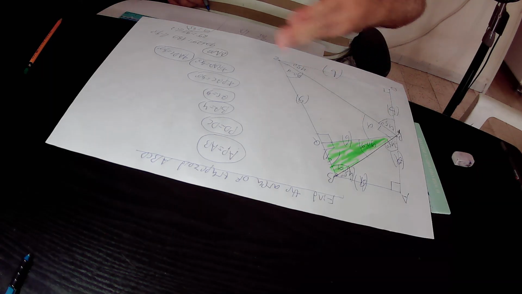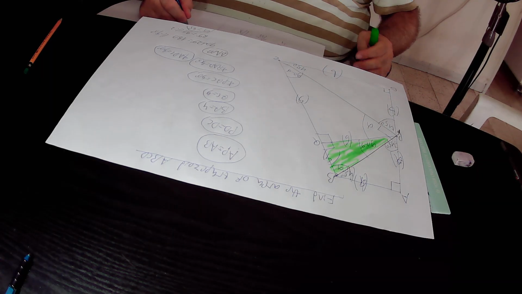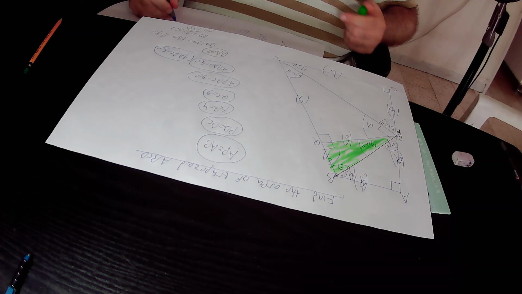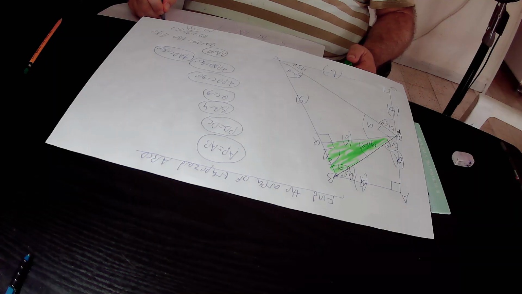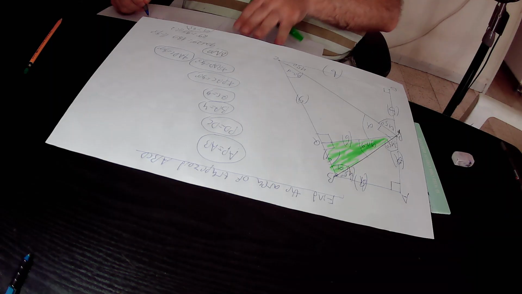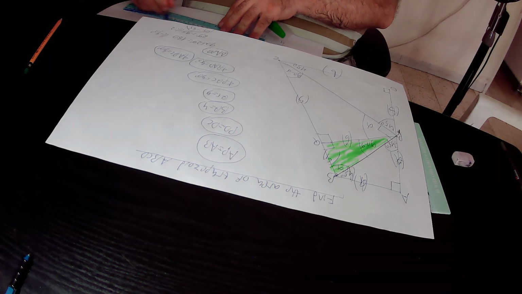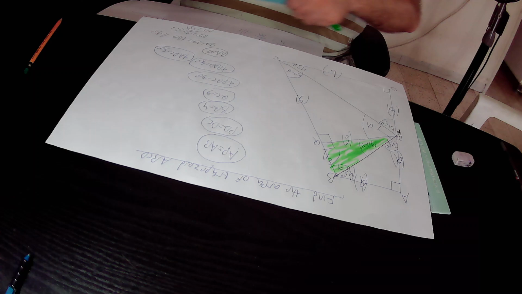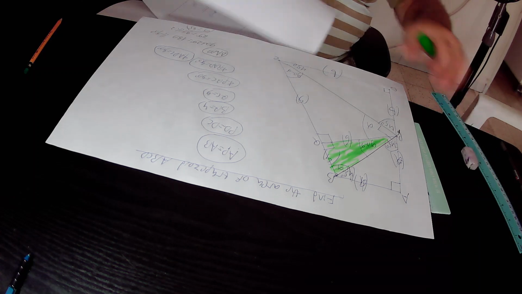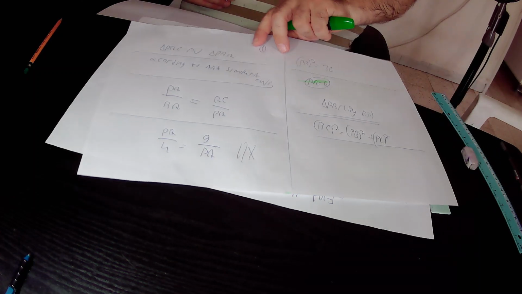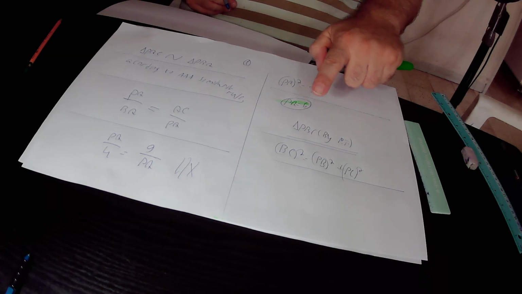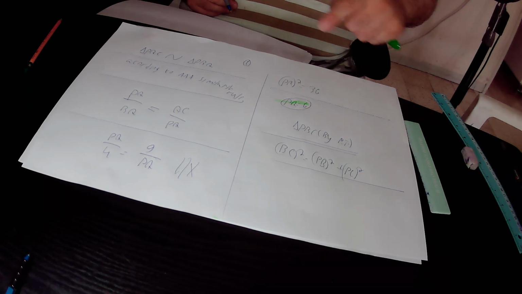The square of the hypotenuse is BC squared, and it is equal to PB squared plus PC squared. And again, according to the Pythagoras theorem, in the big right triangle PBC, BC squared, that is the square of the hypotenuse, equals PB squared plus PC squared.